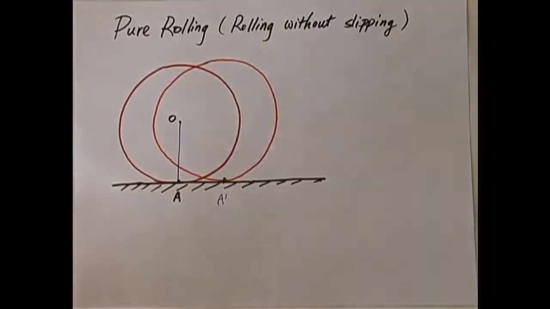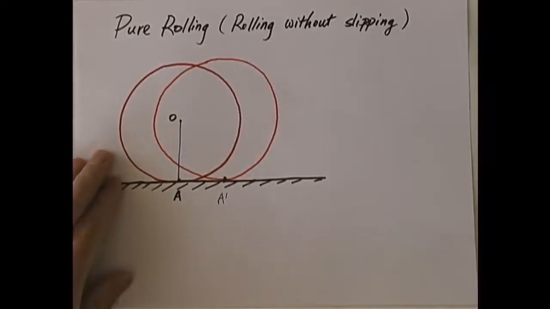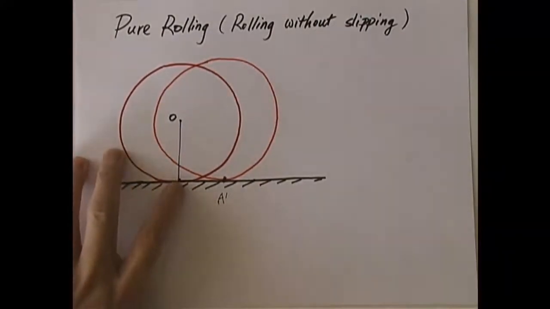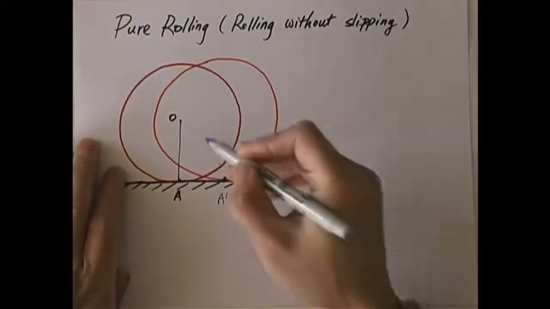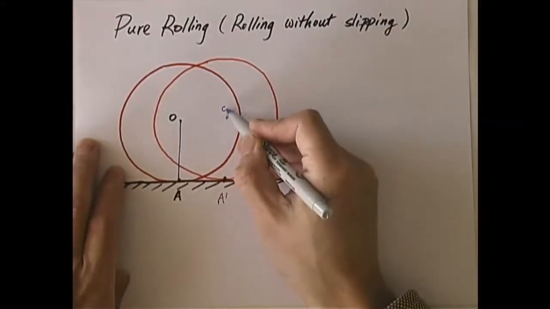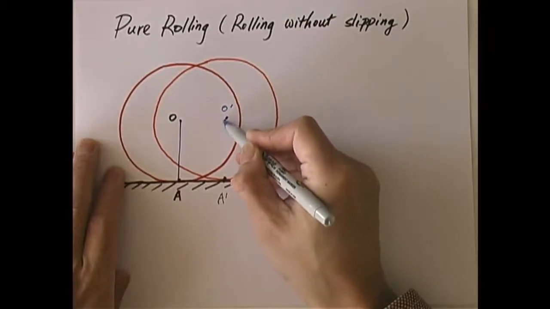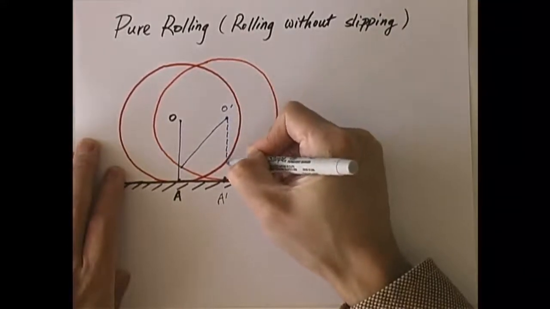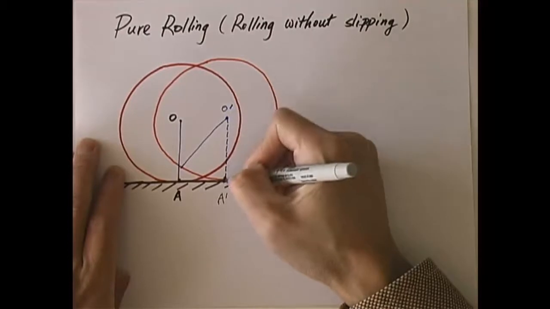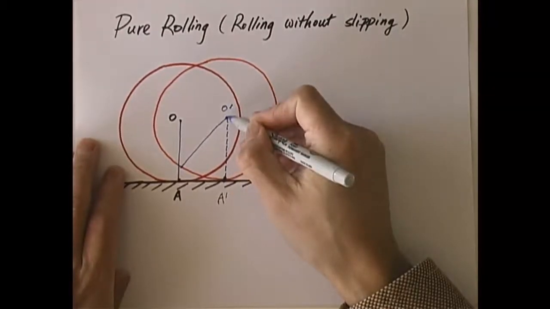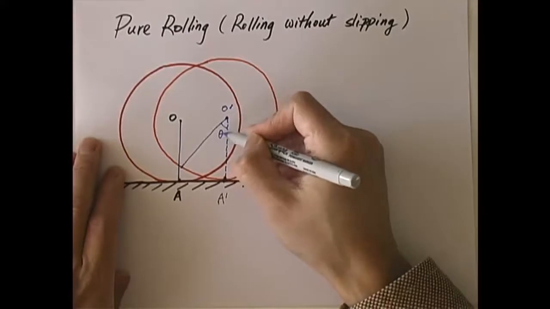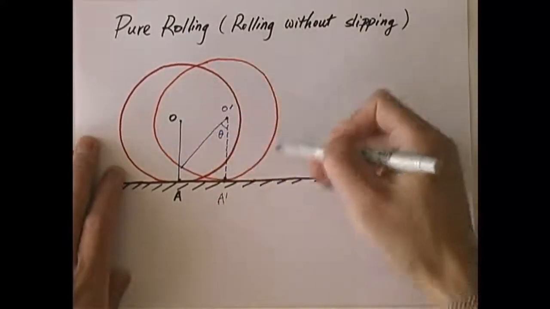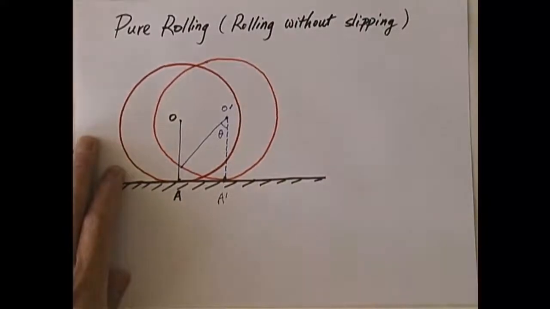What happened to this blue line? Well, the blue line connects the contact point of the ground with the center of rolling, and the contact point is no longer A, it's A prime. So this blue line has turned like this. This is the new center, right? If you look at the new reference vertical line between the new contact point A prime and the new center, there is an angle theta. So as far as rotation is concerned, this object has rotated through an angle theta.